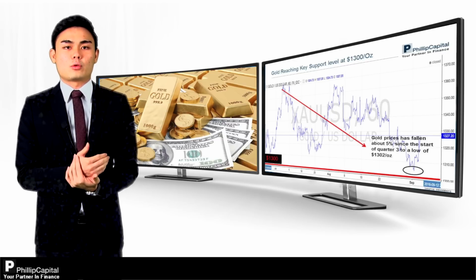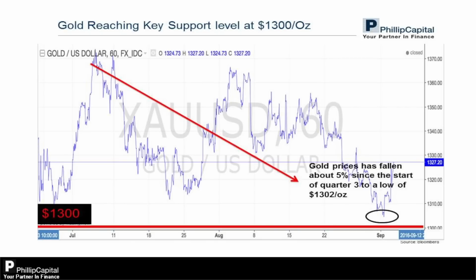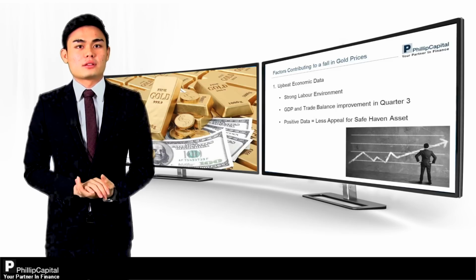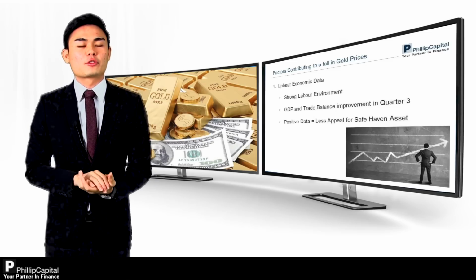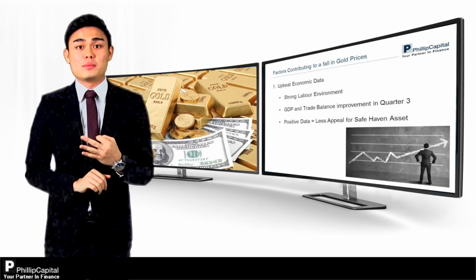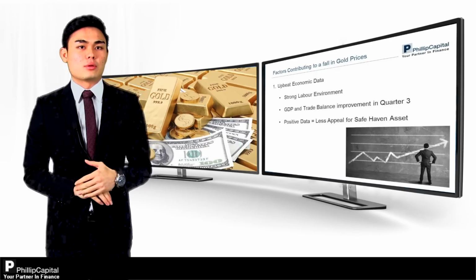Since the start of the quarter, gold prices have already dipped about 5%, hitting a low of $1,302 per ounce, reaching the key support level at 1,003 since the pre-Brexit period. So what are the factors contributing to the bearish movement of the gold prices? Here, I listed 3 main factors that are driving the gold prices downwards.